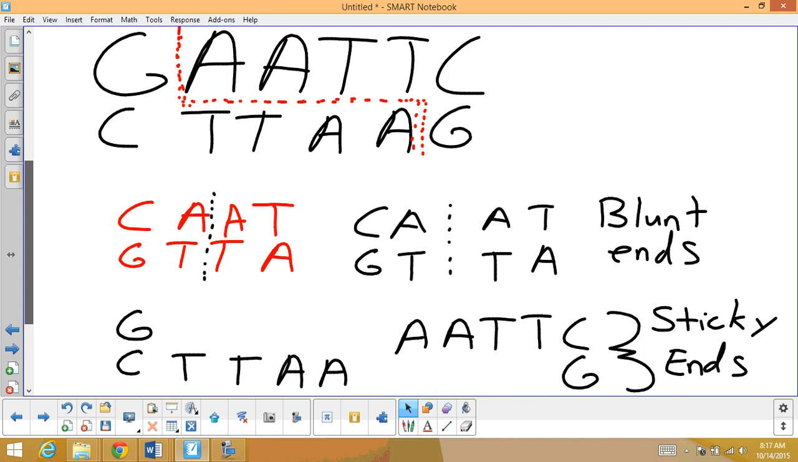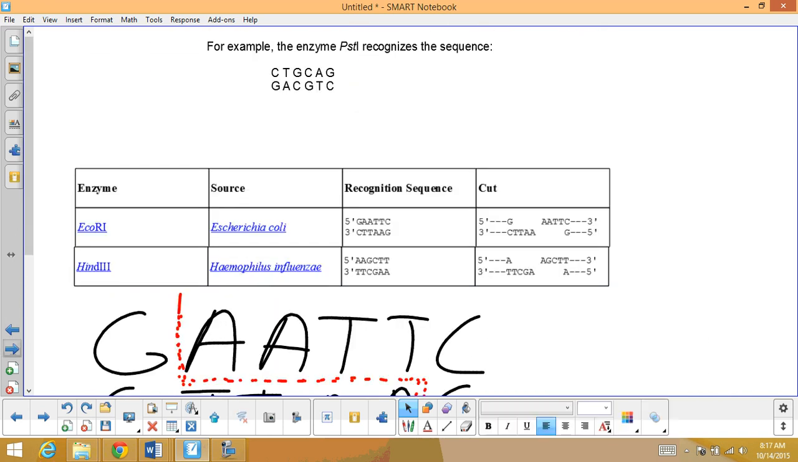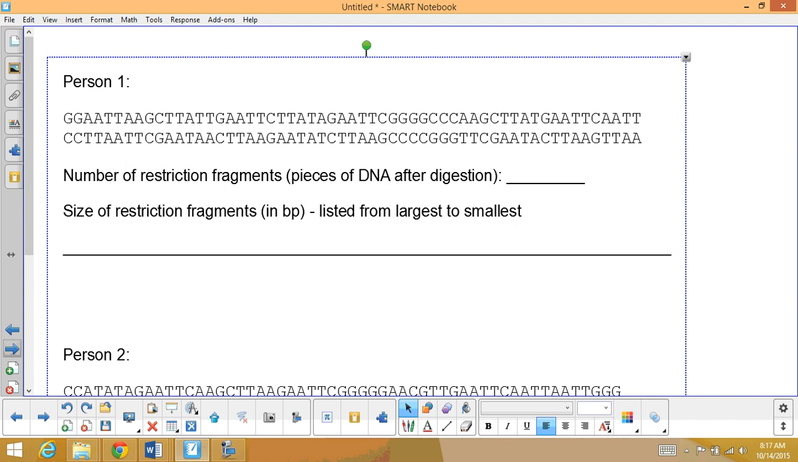Now, once we find our DNA segments, then we have to do some math, and it's just adding or subtracting and counting. So stuff that we do in like 3rd and 4th grade, or maybe in 1st. So we're going to take our example from your paper. There are two examples, person 1 and person 2. And then there are questions. For person 1, you have to cut it up, and then you have to talk about these restriction fragments, as in what is the size in BP.